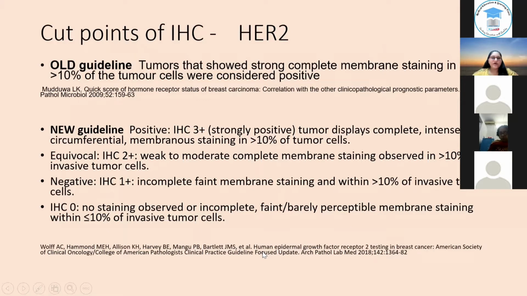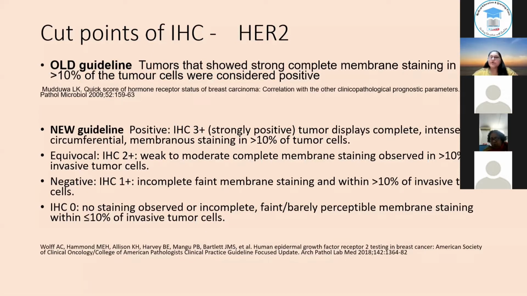So now the cutoff of IHC of HER2. There was also an old guideline of 2009 where we considered the cells showing the membranous positivity in more than 10% of tumor cells. But again, with time, the guidelines changed and now it is 2018. I'll go from high positivity to low positivity. In IHC 3+, that is 3+ membranous staining of HER2, it displays complete intense circumferential membranous positivity in more than 10% of cells. 2+ is weak to moderate staining. 1+ is faint and 0 is no staining.